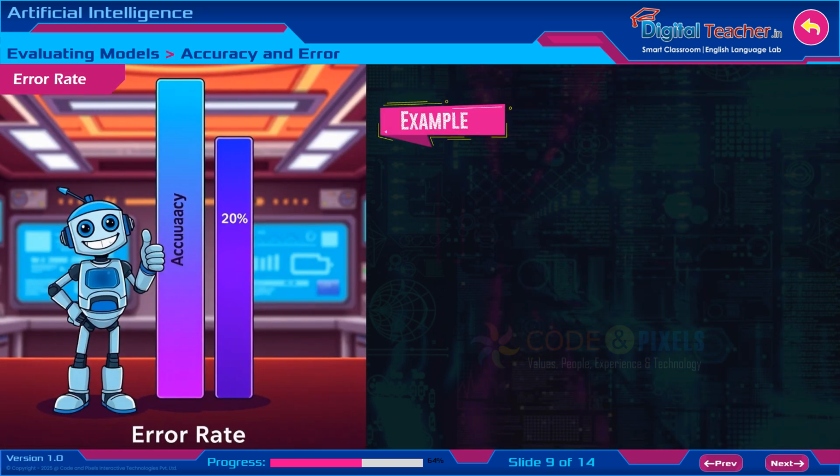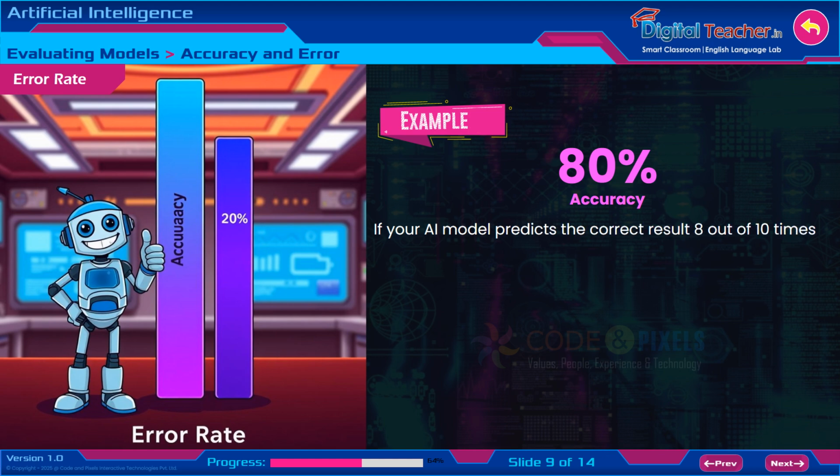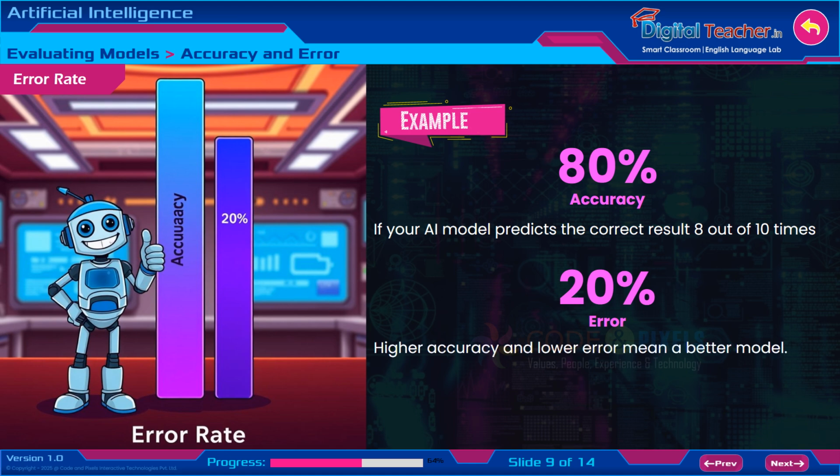Example. If your AI model predicts the correct result 8 out of 10 times, the accuracy is 80% and the error is 20%. Higher accuracy and lower error mean a better model.